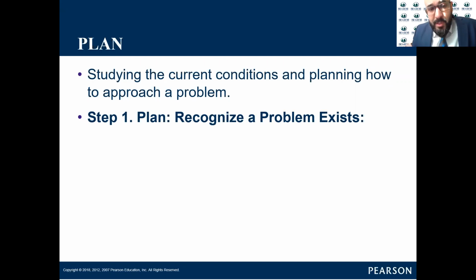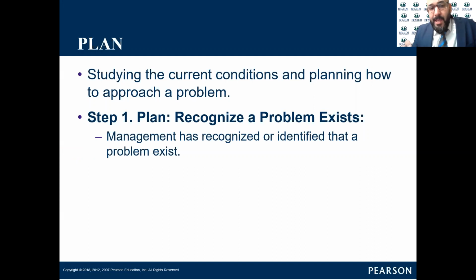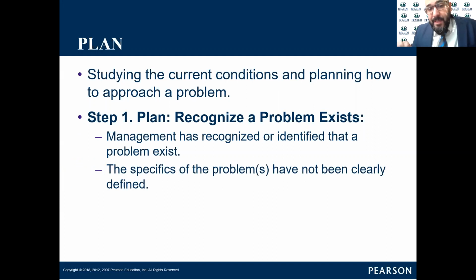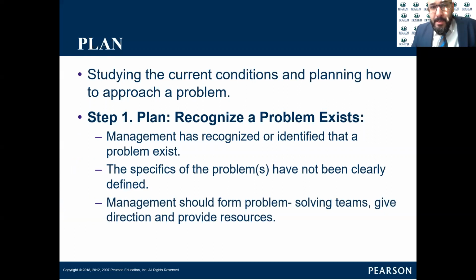Number one, in the plan phase, if you want to effectively solve the problem, you have to recognize a problem. Management has recognized or identified that there is a problem, and then the specifics of the problem have to be clearly defined. Once management says that there is a problem, they will look into the specifics of the problem. In the beginning, as you know, there's nothing clear about the problem. So your role as a manager is to figure out these specific details and define them clearly.